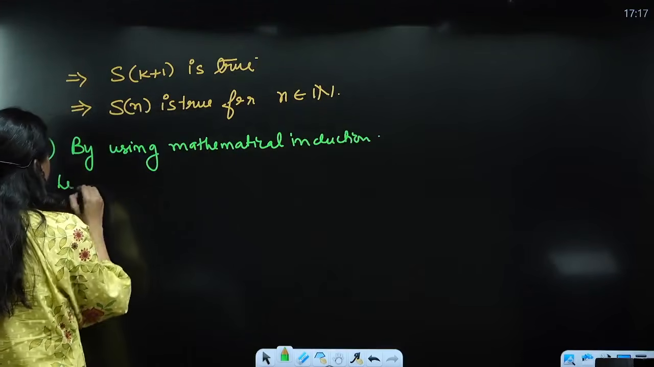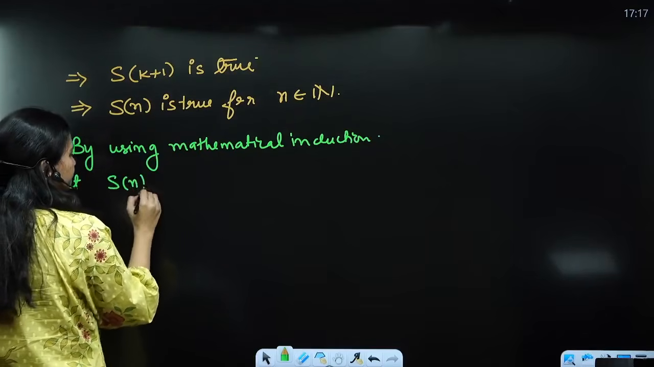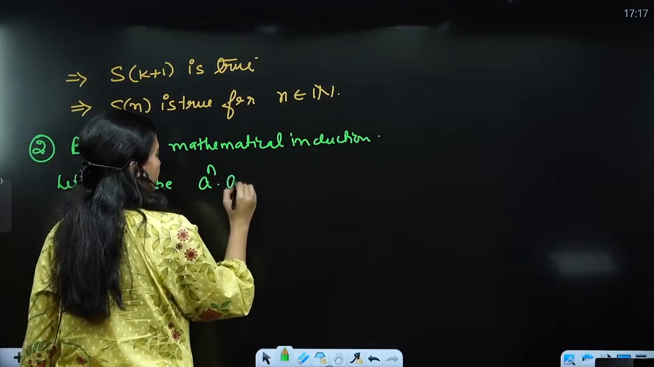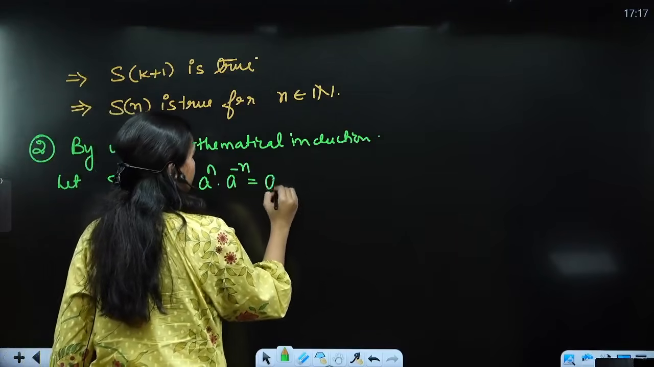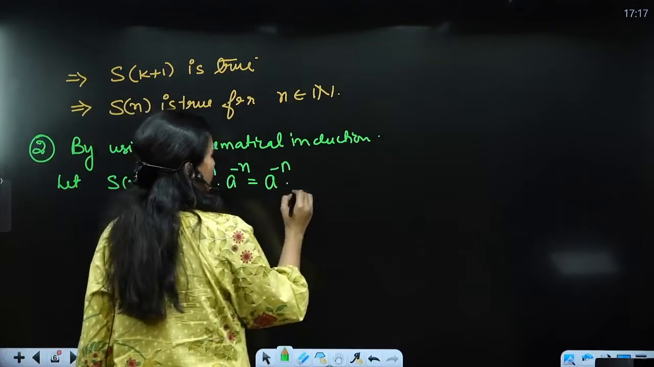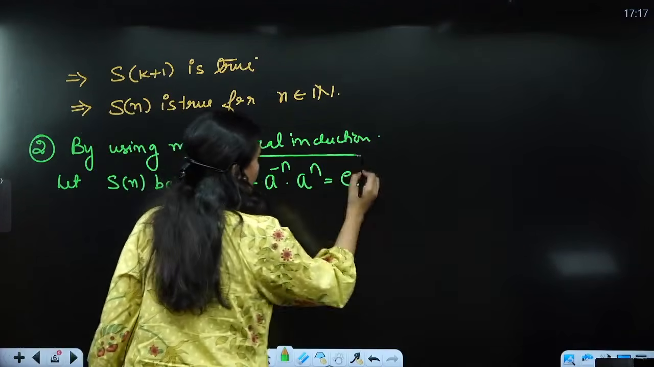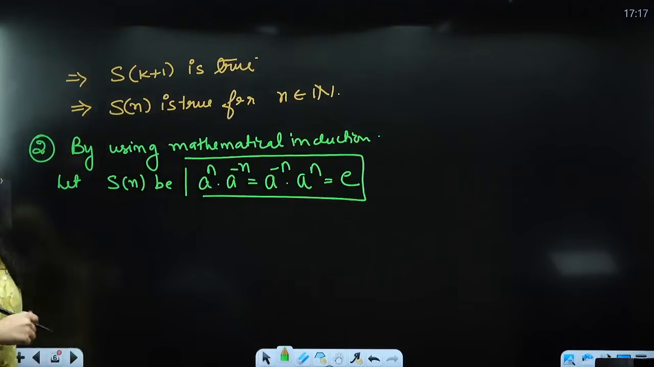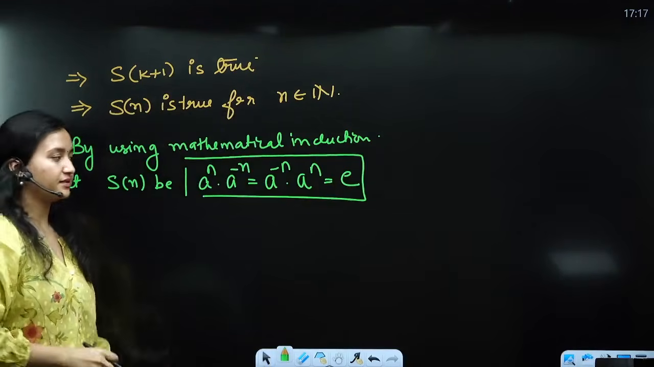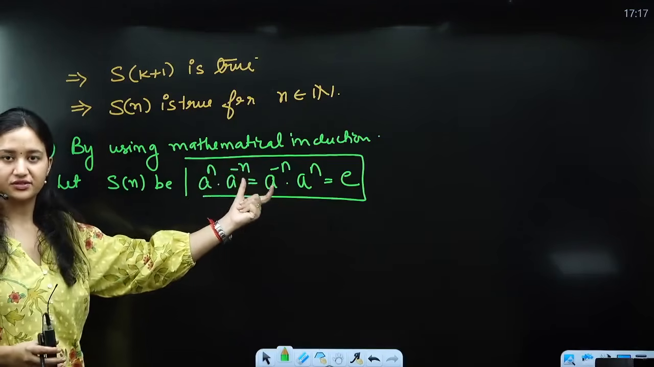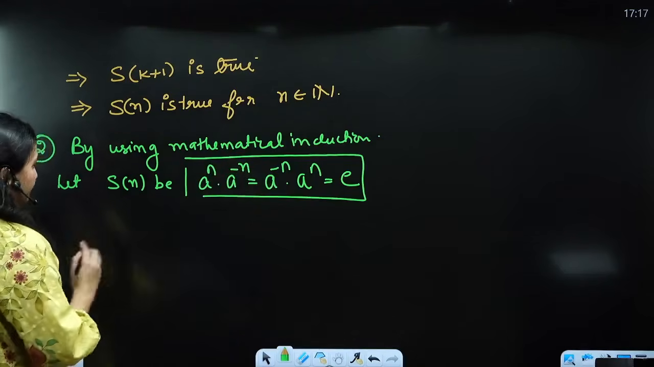Let Sn be A raised to the power n dot A raised to the power minus n equals A raised to the power minus n dot A raised to the power n equals E. यही होगा statement. Why? Because we are saying in the statement that A raised to the power n and A raised to the power minus n are inverses of each other. Clear?